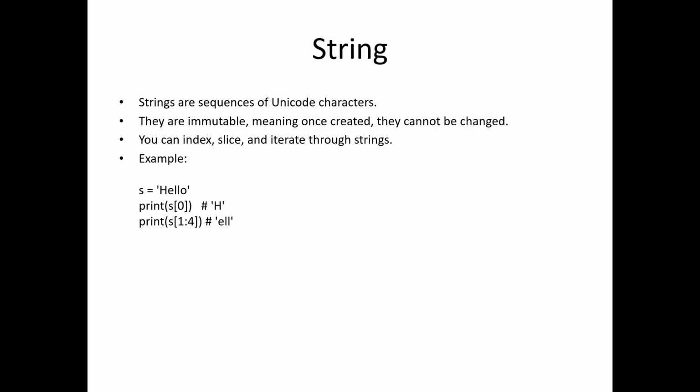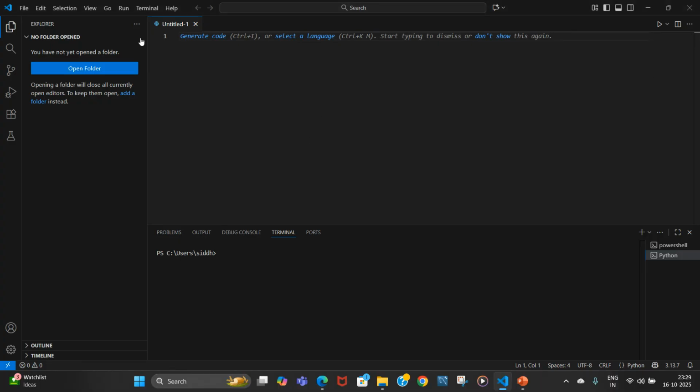So let's go to our first topic, string. A string is a sequence of Unicode characters. Strings in Python are immutable, which means you can't modify them after they are created. However, we can index, slice, and iterate through strings. Let's see an example of what this means.